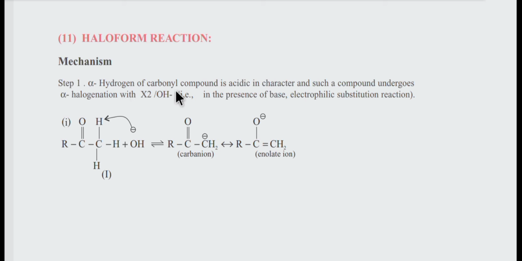Step one: the alpha hydrogen of a carbonyl compound is acidic in character. All the alpha hydrogens present in any carbonyl compound will be acidic in nature. So such a compound can undergo alpha halogenation with X2 or OH, the halide group or OH group, in the presence of base. These are electrophilic substitution reactions.